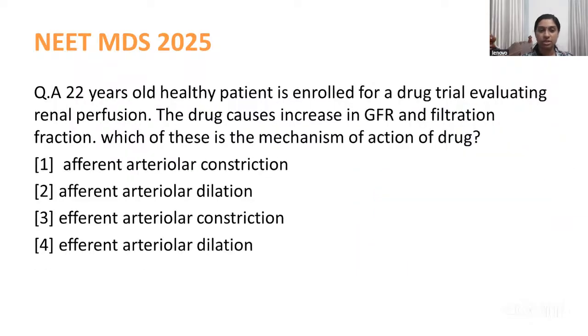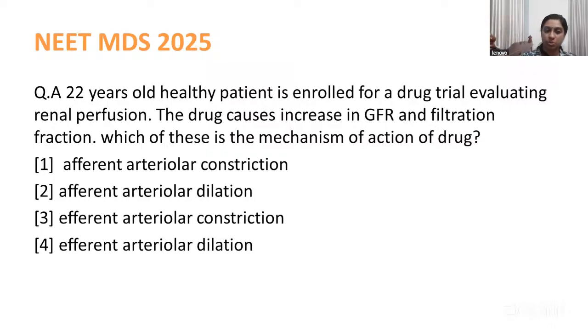Coming to the next question. This is a very important question. What are the factors affecting the GFR? You don't have to learn it by heart; by using some logic, you can learn it very easily. A 22 year old healthy patient is enrolled for a drug trial evaluating renal perfusion. The drug causes an increase in GFR and filtration fraction. Which of these is the mechanism of action of this drug? Basically, they are asking the factors which cause an increase in GFR and filtration fraction.